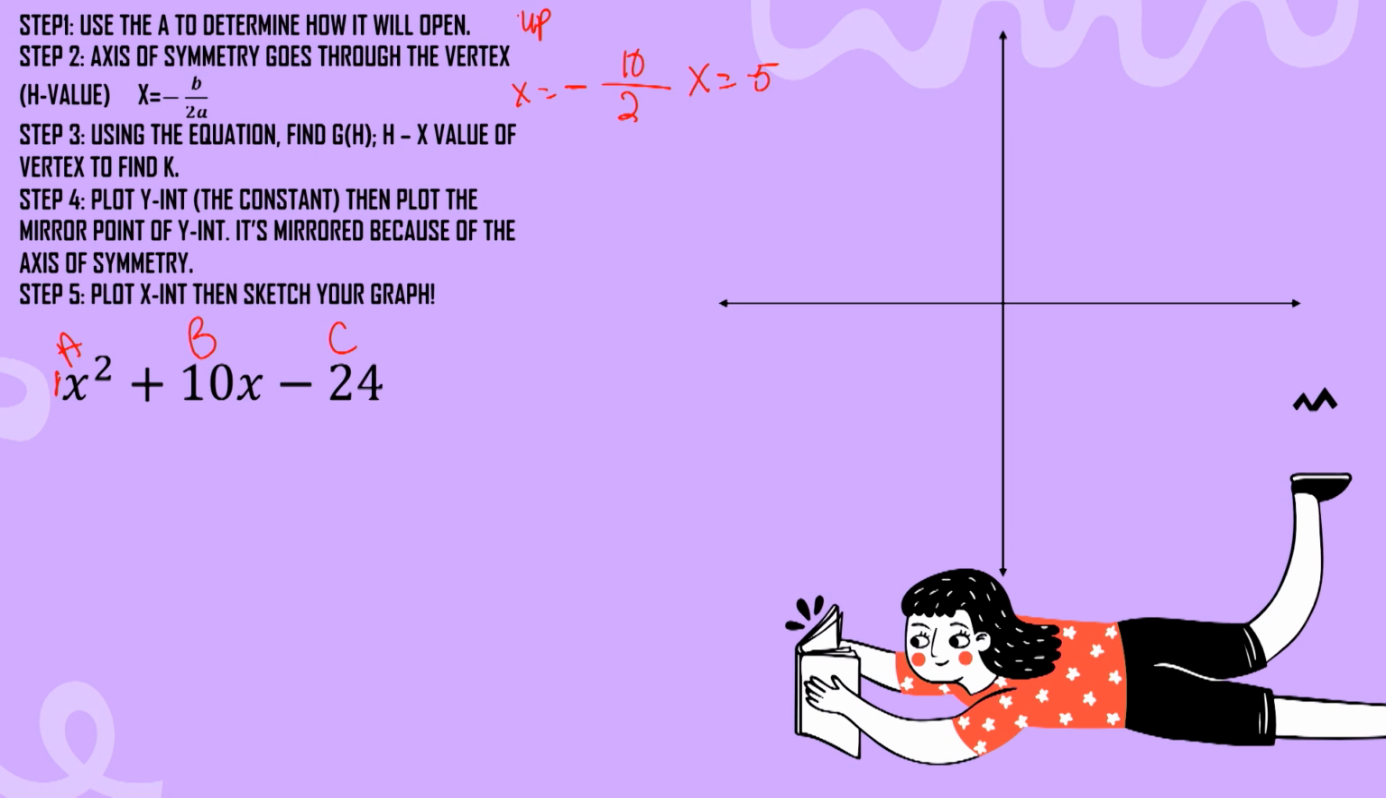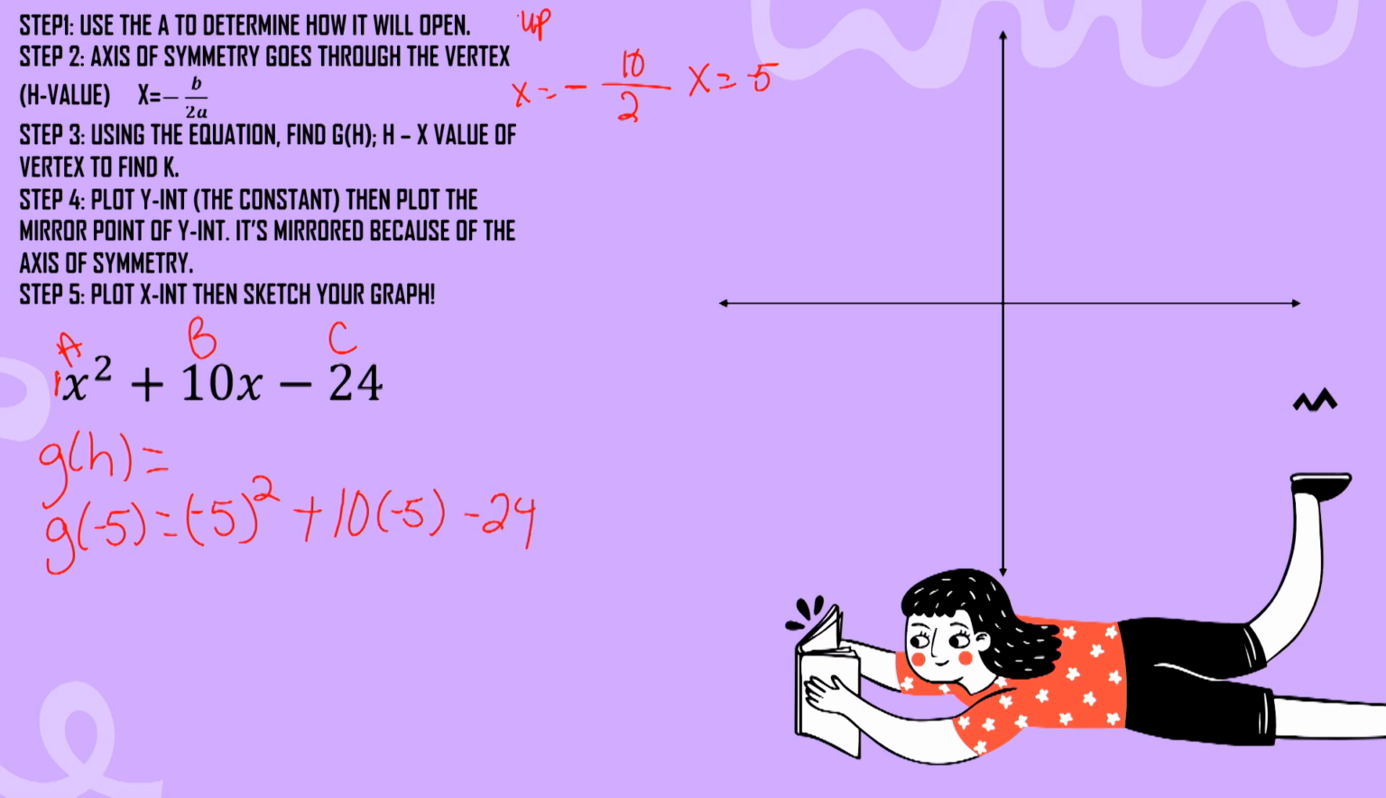My third step, I'm using the equation, and I'm going to find g of h, which is that negative 5. So I'm going to have g of h equals g of negative 5. Then everywhere that I see that x value, what am I going to put? I'm going to put a negative 5. So I have negative 5 squared plus 10 times negative 5 minus 24.